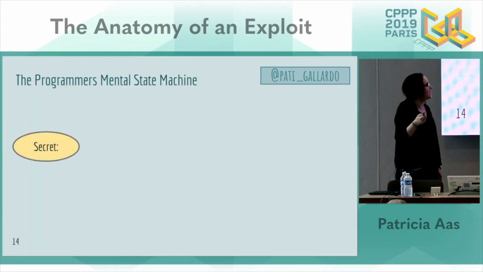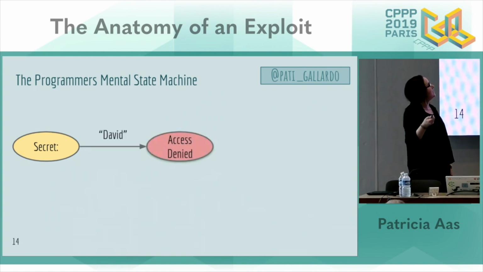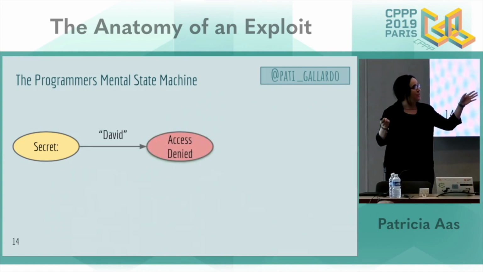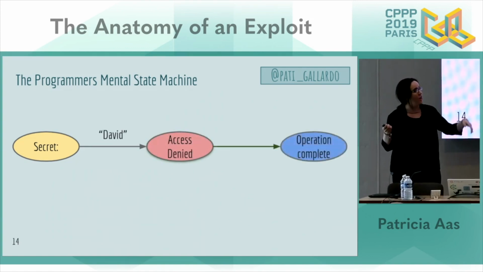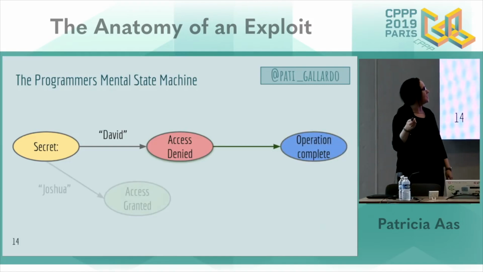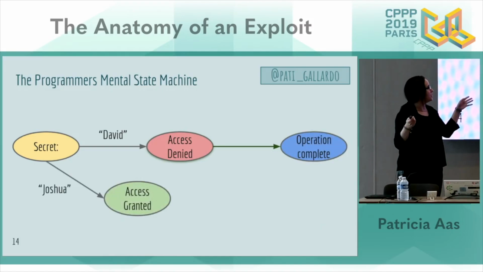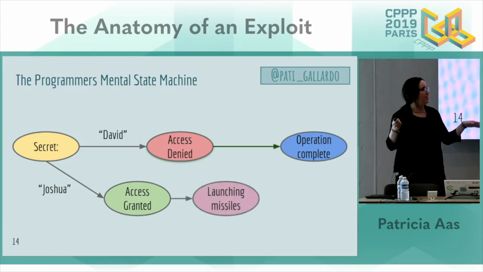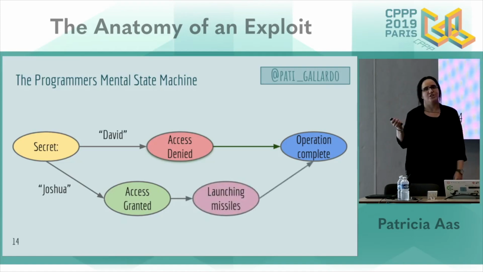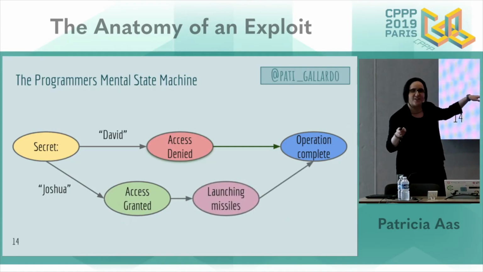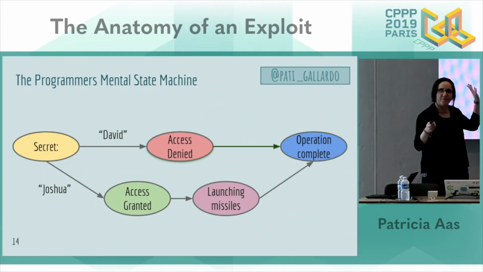So this is how the program is supposed to work. So going back to this idea of a mental model, you have a secret, and then you put in David, you get access denied, and then operation complete, and you're finished. Or if you type in Joshua, you get access granted, launching missiles, and then operation complete. So you can imagine this is the mental model of the programmer making this program. This is what it's supposed to do.